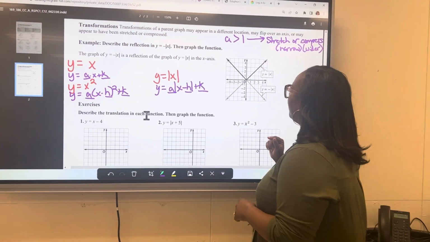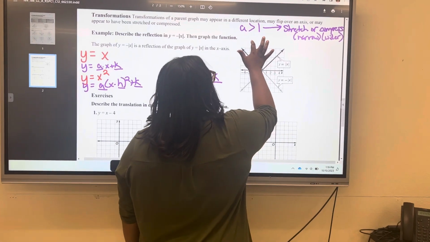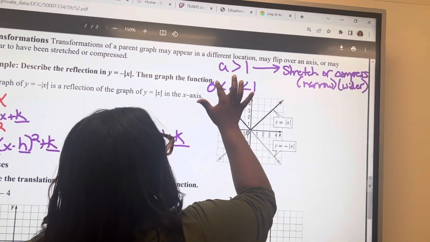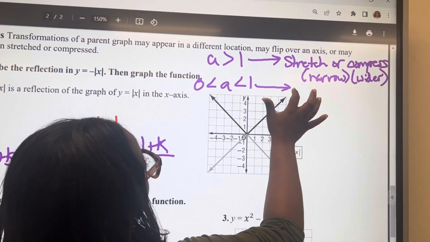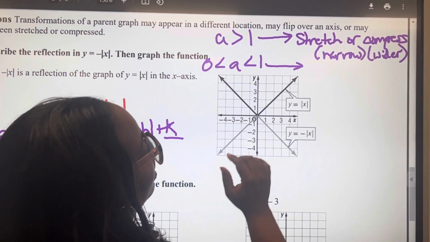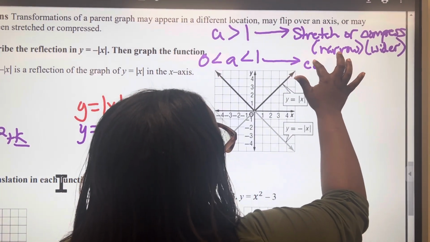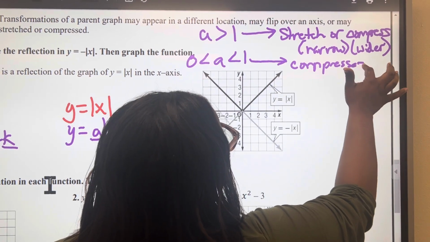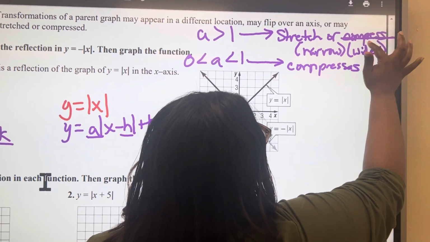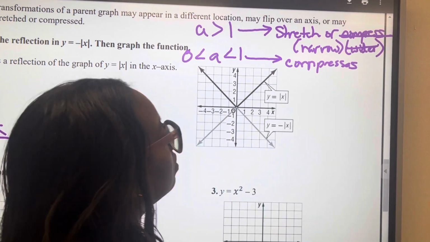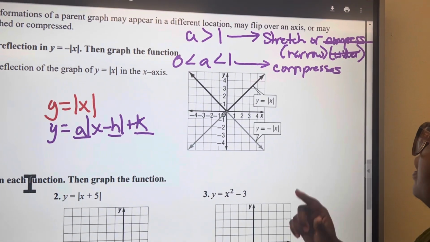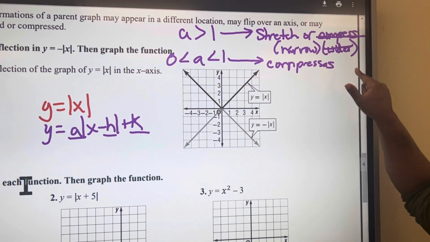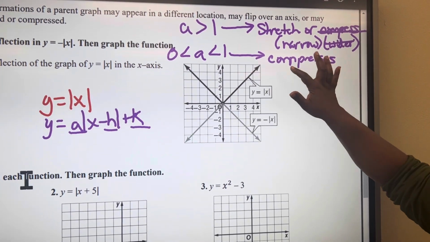All right, now let's go back to our a value. If your a value is less than 1, but a is also greater than 0, that's where it actually compresses. And I wrote that on the wrong one. I should have taken it off there. And that's an m. I made a typo. But that's an m, compresses. So this means it's going to get wider.